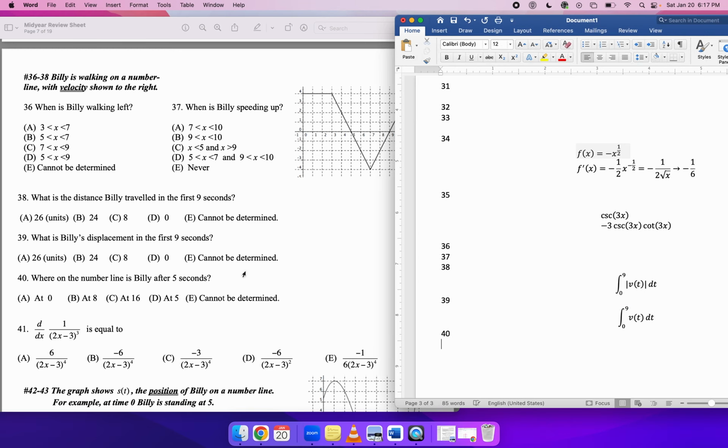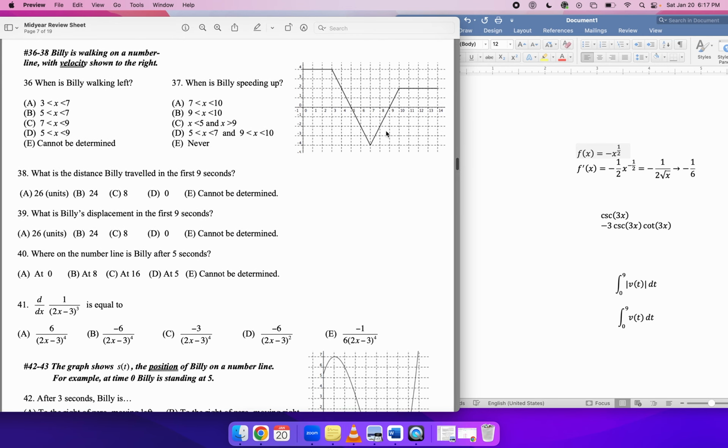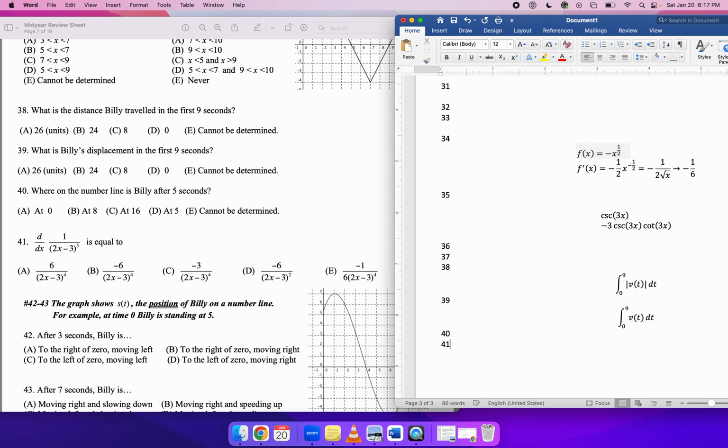Number 40, where on the number line is Billy after 5 seconds? You can't figure that out because you would need to know where he started. You can figure out the displacement from 0 to 5 if you wanted, by integrating from 0 to 5, looking at this area right here. That displacement would tell you how far left or right he moved. But you can't figure out where he is after the 5 seconds unless you knew where he started. So that's number 40, cannot be determined.